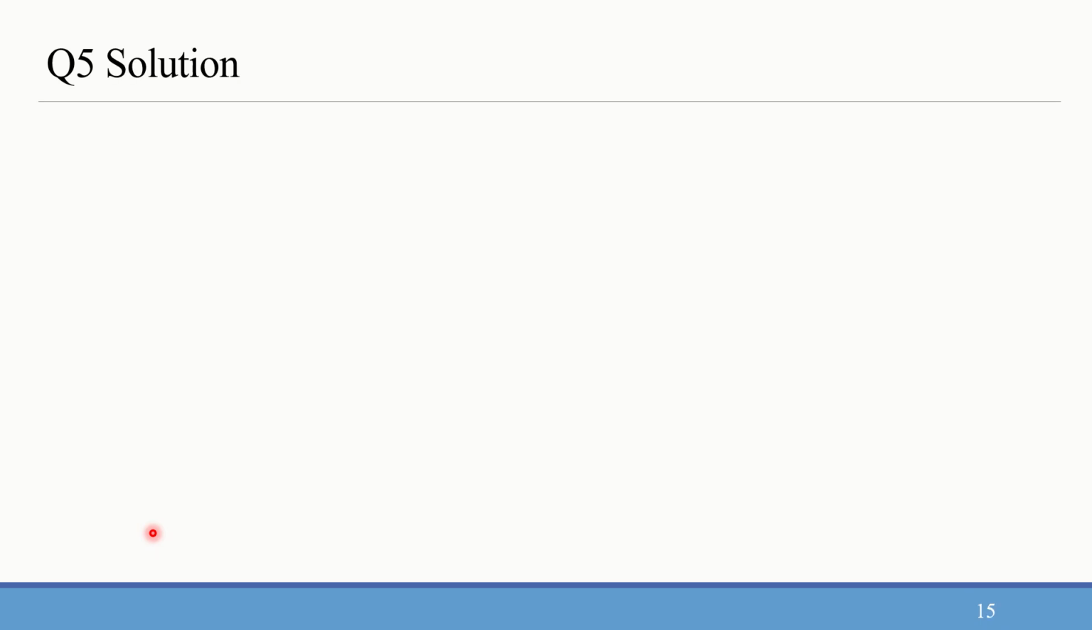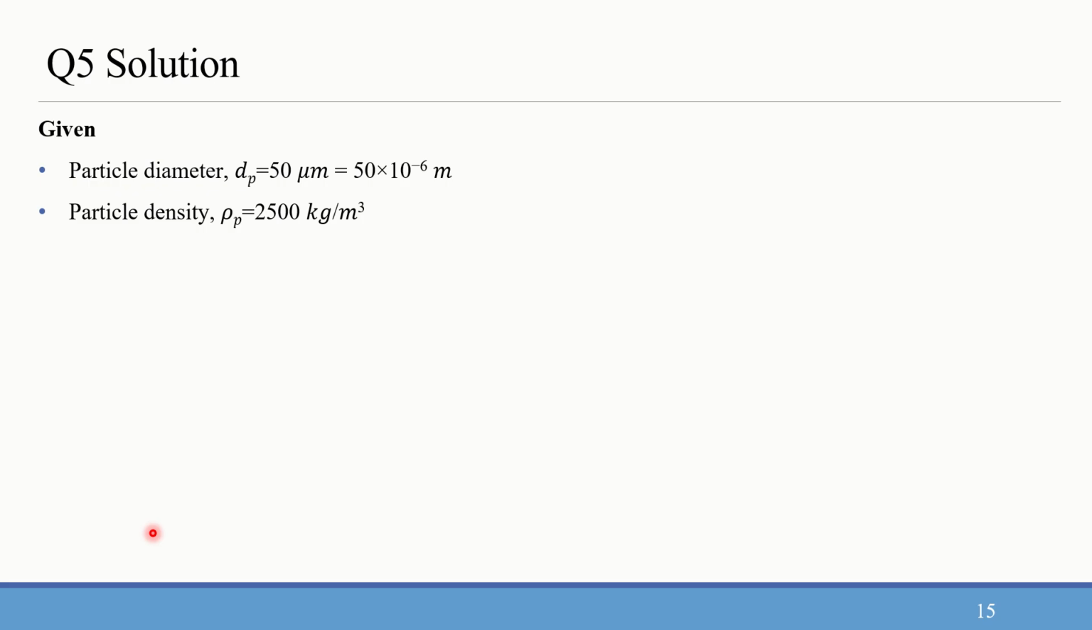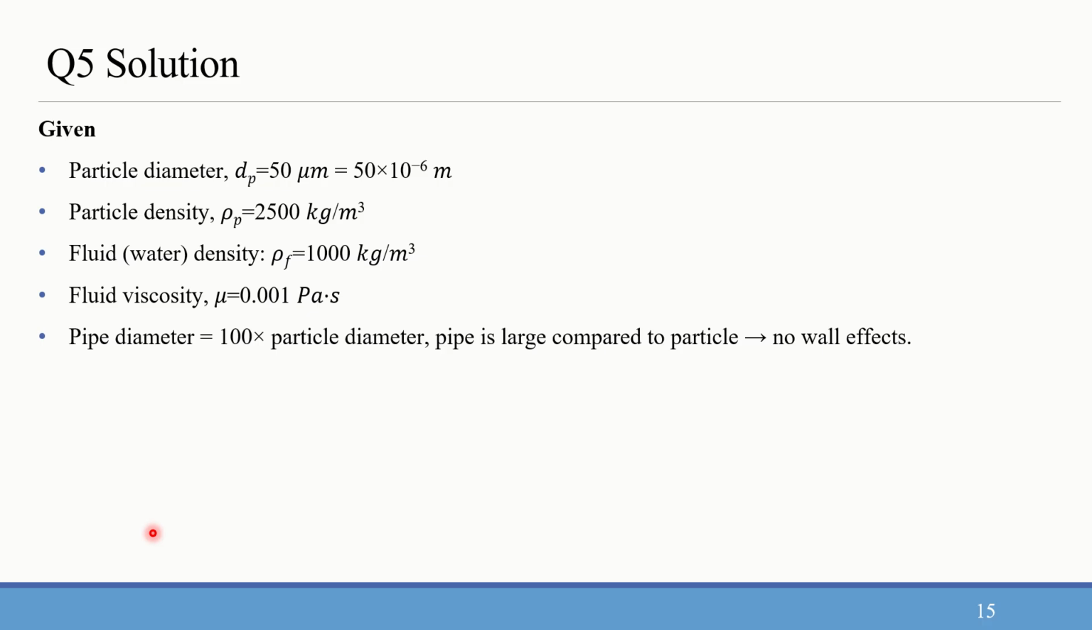So, question 5 solution. First let us write the given. Particle diameter is 50 micron; above 50 micron it should not go. Particle density is 2500 kg per meter cube. Fluid is water here, so fluid density rho f is 1000 kg per meter cube, and its viscosity is 0.001 pascal second. Pipe diameter is given as 100 times the particle diameter, so the pipe is large compared to the particles, and there are no wall effects. So these are all the things which are given. To find: the water velocity. Okay.